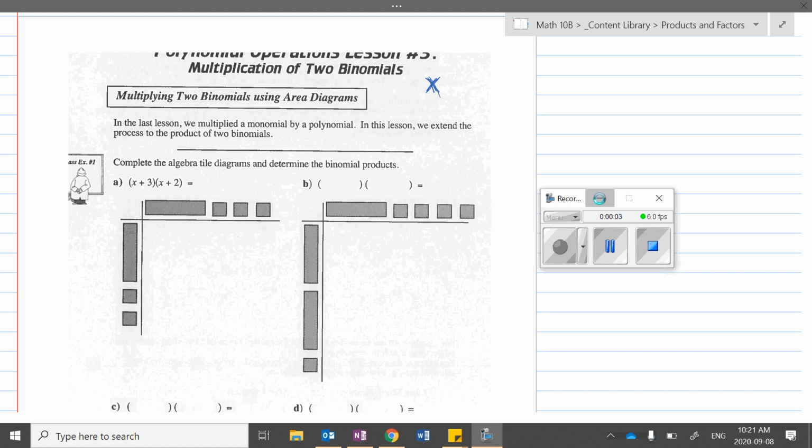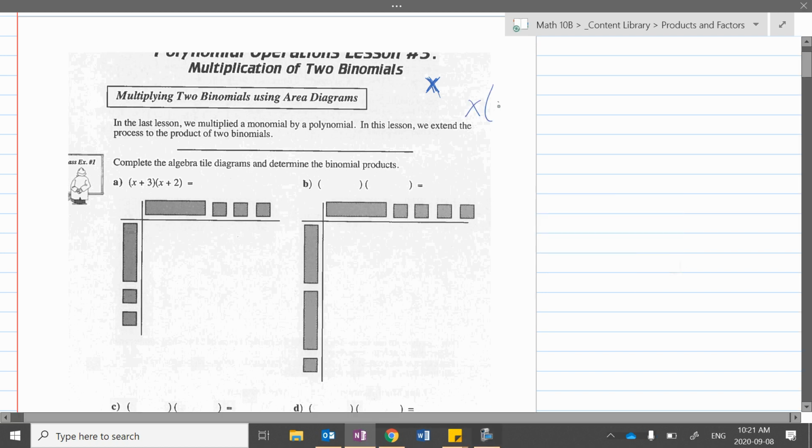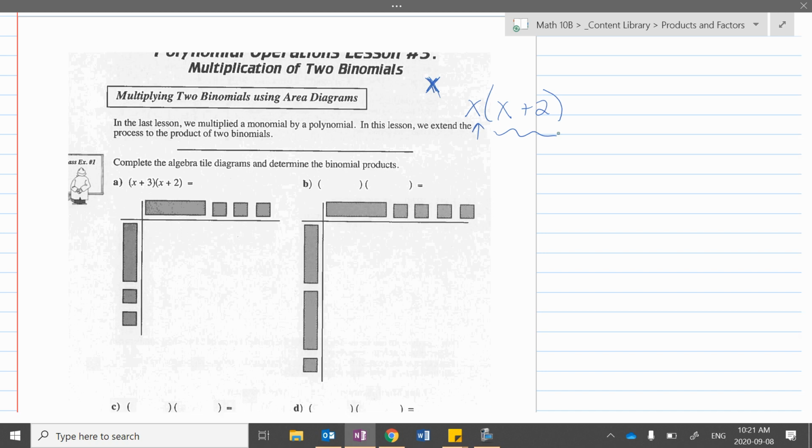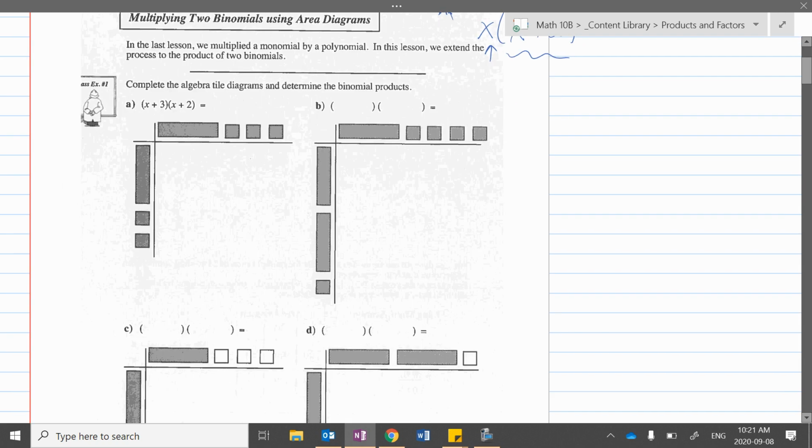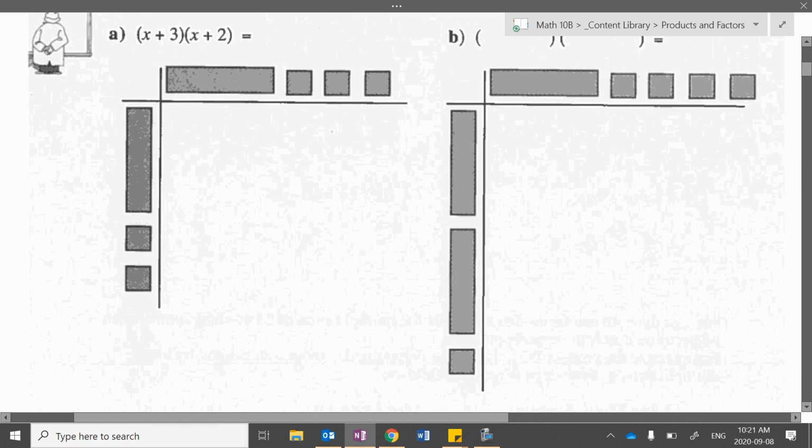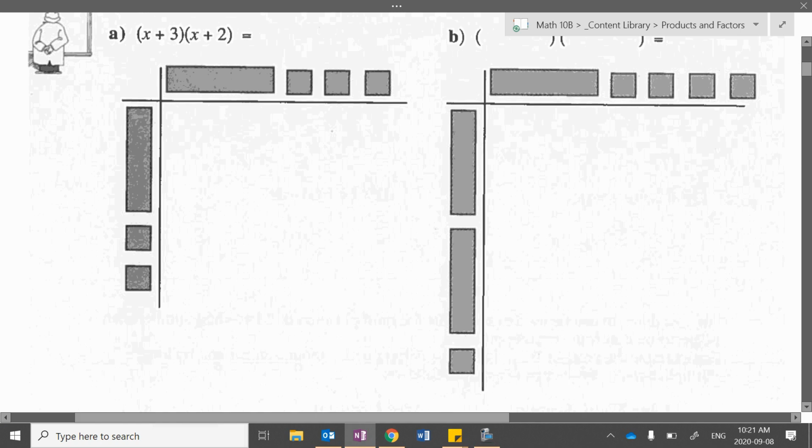Okay, so last class we would have done x times x plus 2, the monomial times a binomial, right? We're all here. Cool. Today we're going to do a binomial times a binomial. A little bit trickier. Okay, let's start off by doing some algebra tiles, and then I'm going to show you today 3 different ways to do this.